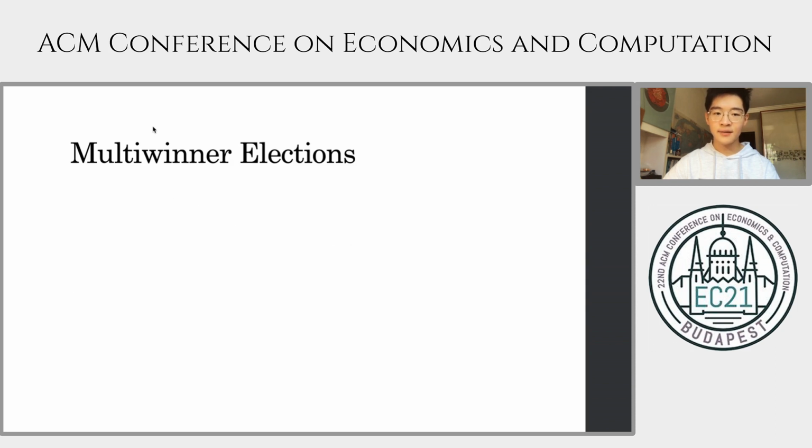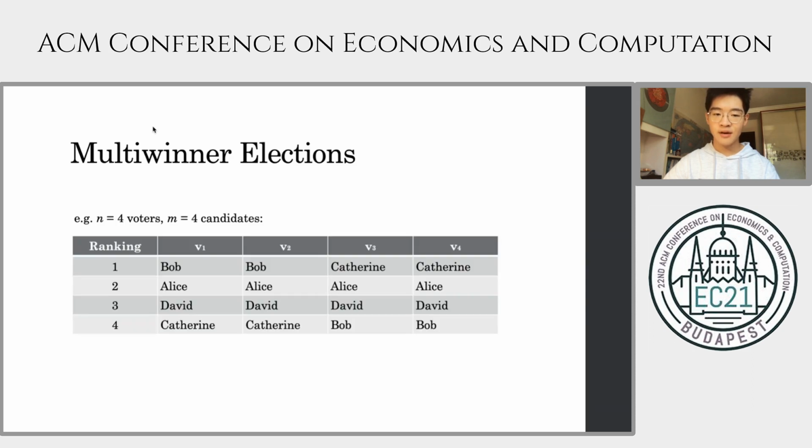So let's consider the following example. Say there are 4 voters and 4 candidates. The voters are from B1 to B4, and the candidates are from A to D. Now the question is, how can we find a good committee out of them? Or even, how can we measure how good or how bad a committee is? Intuitively, choosing Alice is better than choosing David here, but we would like to quantify this.